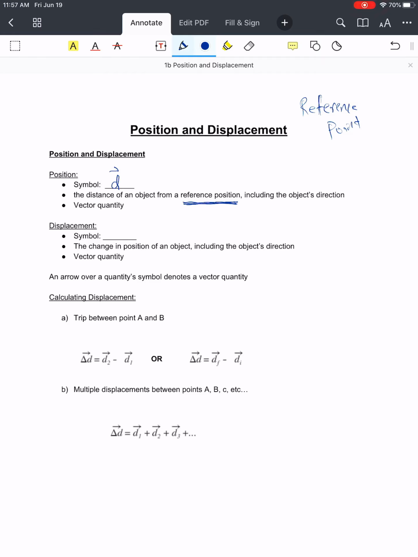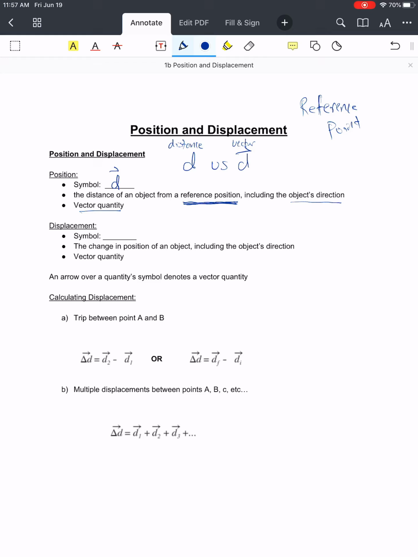Okay, so position is the distance of an object from a reference point, including the object's direction, because it is a vector quantity. Now, the arrow over top of a symbol represents that it's a vector quantity. So there's a difference between D versus D with an arrow. This is distance, scalar. This is a vector, this is position.